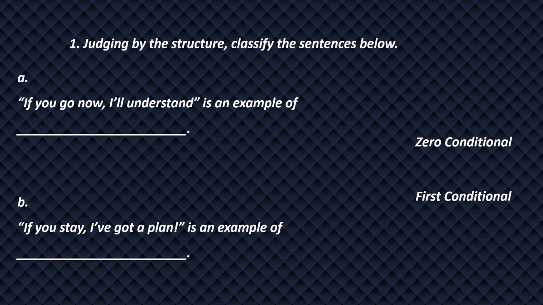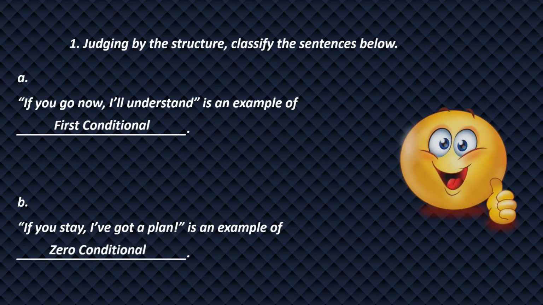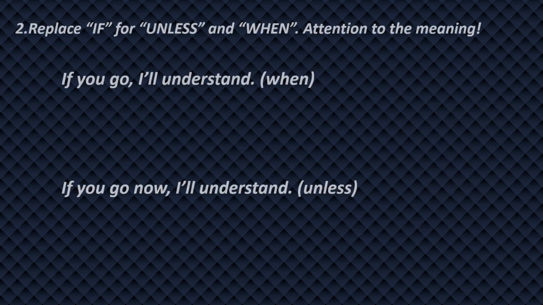Next, judging by the structure, classify the sentences below. "If you go now, I'll understand" is an example of... You got it, right? Again, pause the video for a moment and try to do the exercise. Yeah, "if you go now, I'll understand" is an example of first conditional, and "if you stay, I've got a plan" is zero conditional. Beautiful!